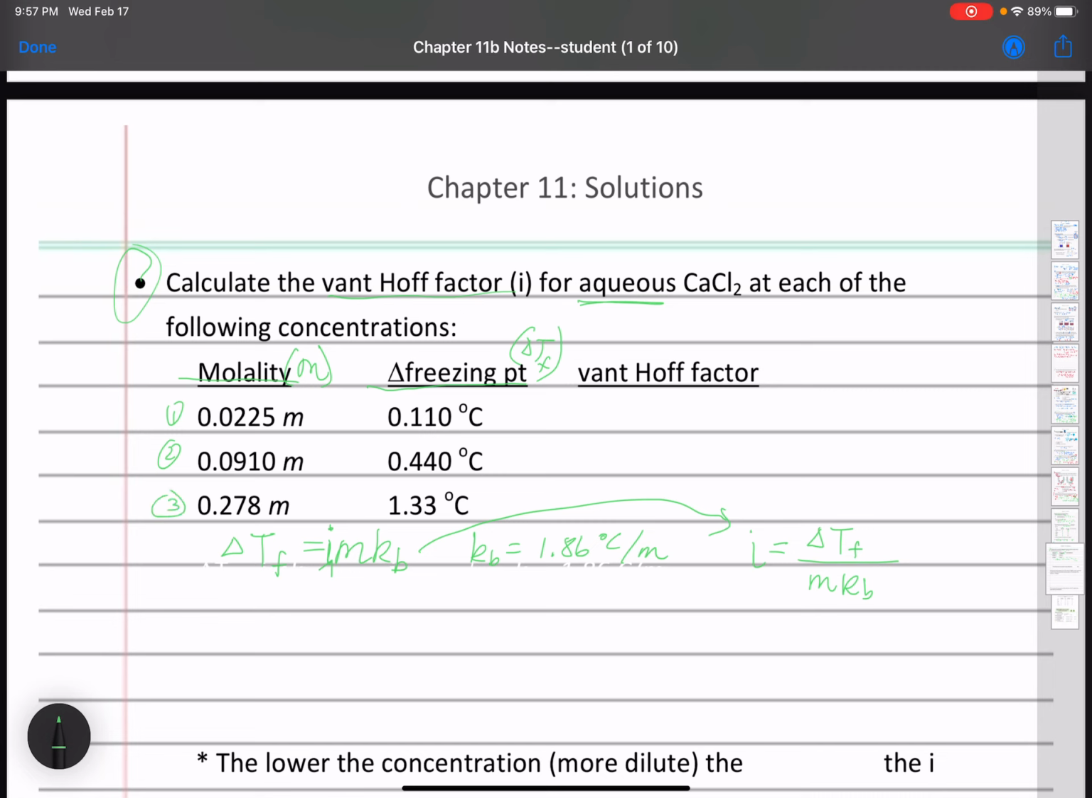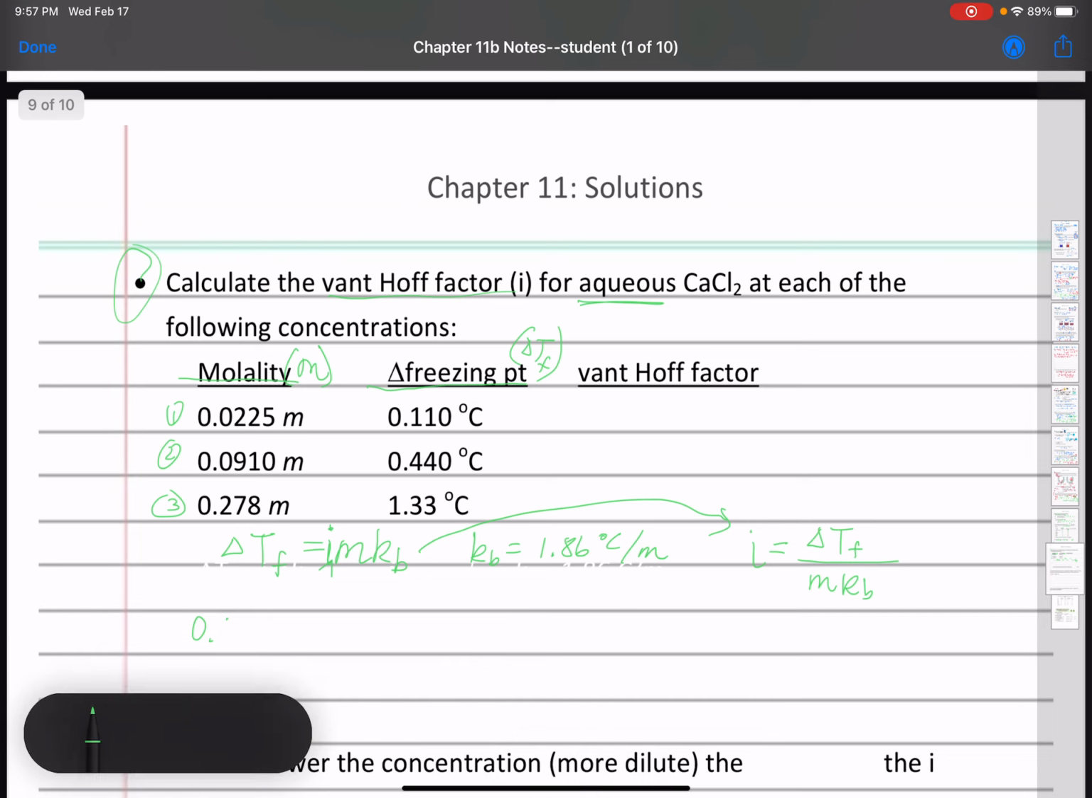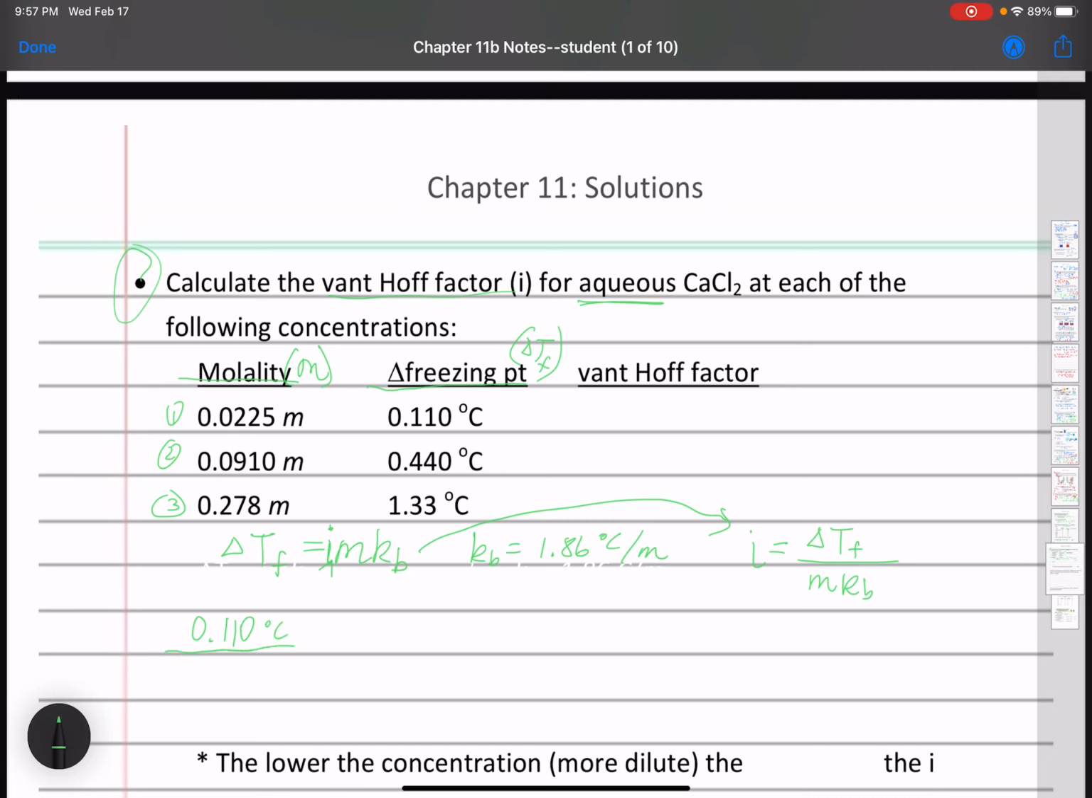So the first one is zero, the molality, I want to do the change in temperature on top. The change in temperature is 0.110 degrees Celsius divided by the molality times the Kb, or sorry, it's Kf, 1.86 degrees Celsius per molal. And for the second one, it's going to be 0.440 degrees Celsius over 0.0910 molal times 1.86. And for the third one, 1.33 degrees Celsius over 0.278 times 1.86.